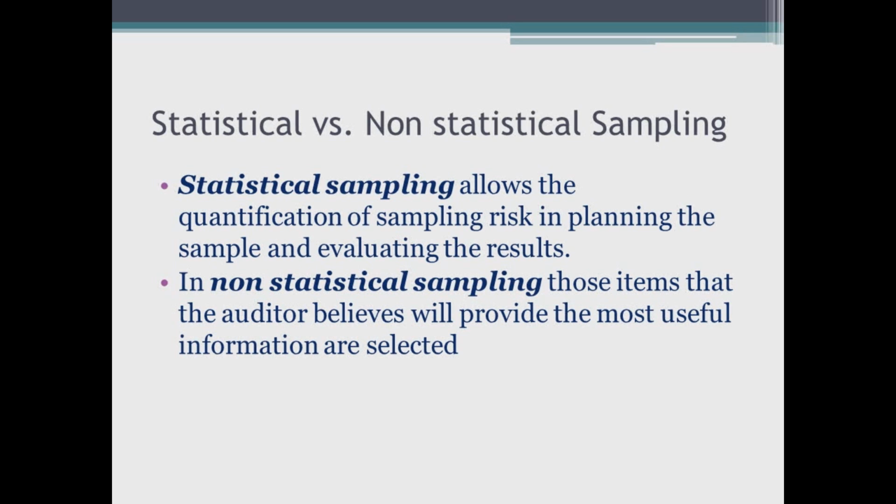Non-statistical sampling are those items that the auditor believes will provide the most useful information. Those are the ones that they select. So that's driven more by the auditor's judgment. Right? So there are some inherent biases in non-statistical sampling, because anytime you introduce judgment into the equation, you run the risk that there are biases.